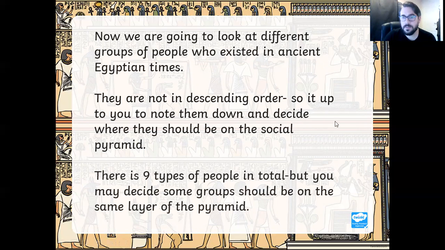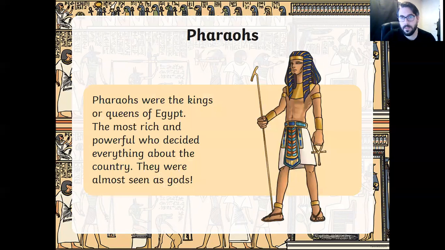There are 9 types of people in total, but you may decide that some groups should be on the same layer of the pyramid. So you might have a 9-layer pyramid, or you might only have, for example, a 5-layer pyramid in which multiple different groups are on the same layer. It's up to you. We're going to start off with the pharaohs.